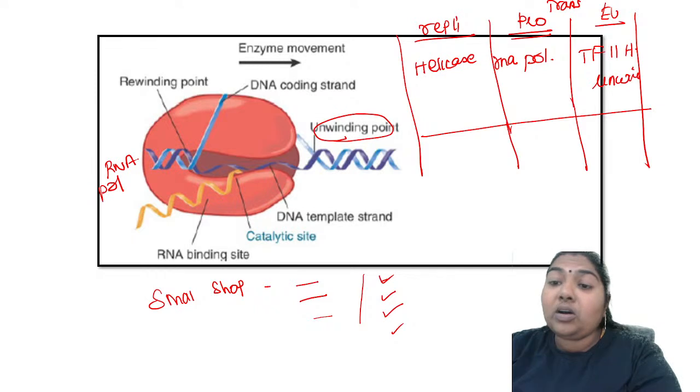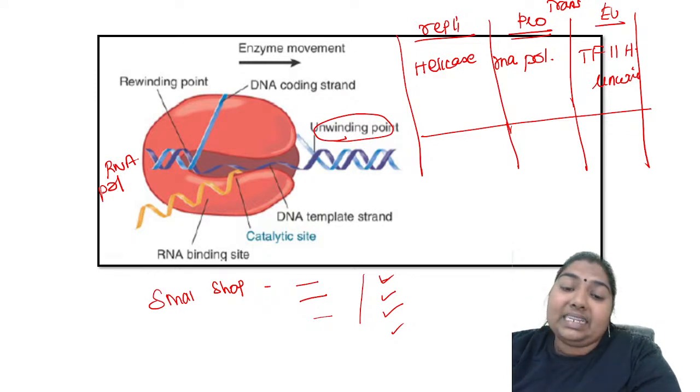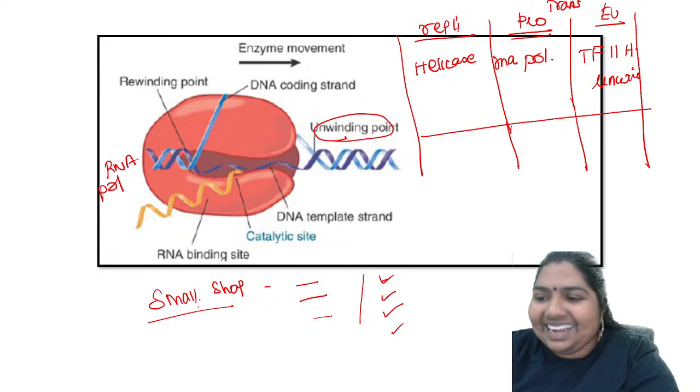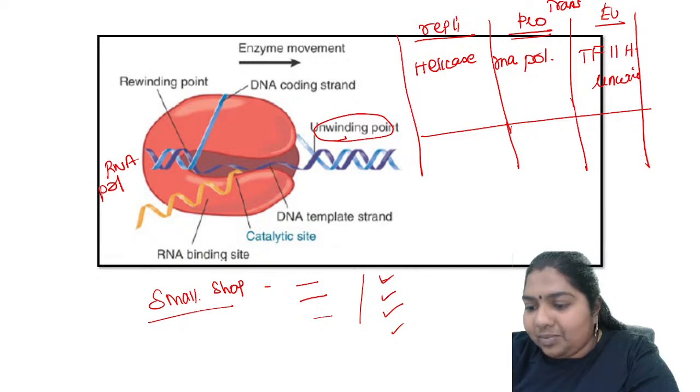So if it is going to be the higher model, they have separate individuals for every task. But in case of smaller shops, we have only one person, all in all, who will be doing everything for you, right? So that is what happens with the small shops. So that is what takes place in your RNA polymerase also.